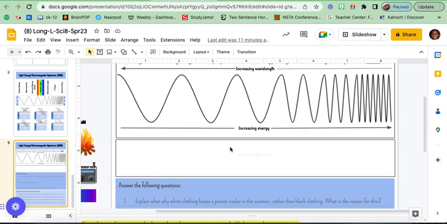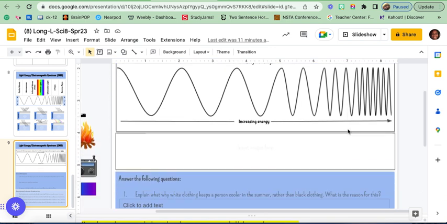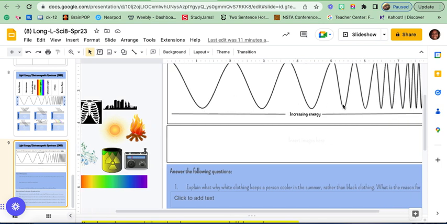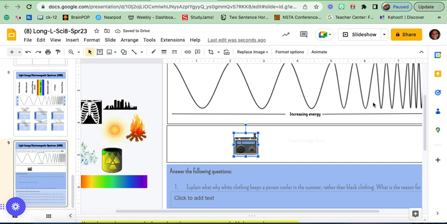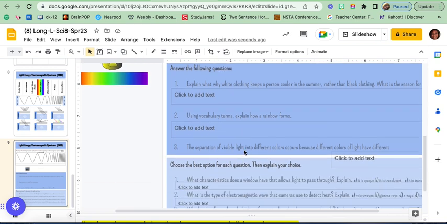The second sheet, it's the same wave as the other sheet. You're just rearranging the following images to display their level of energy along the electromagnetic spectrum. And I talked about it just a smidge. So you're going to drag and drop these images just below the wave that you see here. You can drag and drop them where you think they would be best represented on the wave, right? Where would radio waves land? Would it be further down here on the wave, further down here? And then, yes, so you are dragging and dropping those, and then you're just answering the questions below.